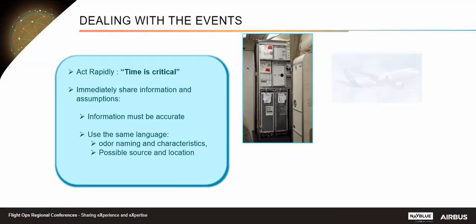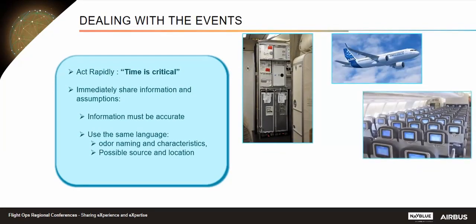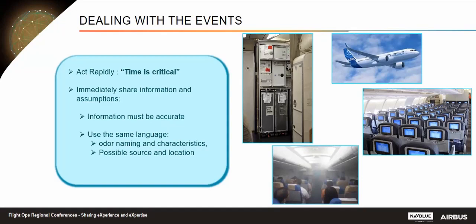So first, you have to remember that for all smoke events, time is critical because there is a risk of hidden fire or smoke. And also remember that it's really important to share the information and the assumptions between the flight crew and the cabin crew. The information must be accurate enough, and the same language must be used to describe the situation.